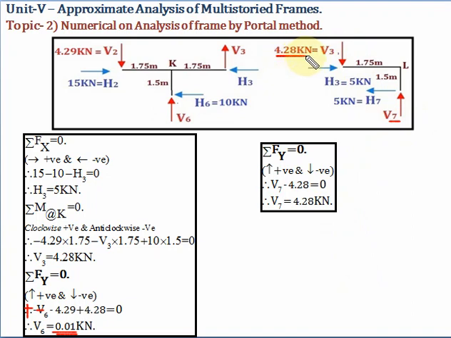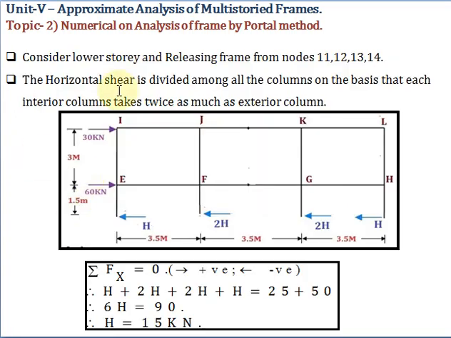Here two forces are there, V3 and V7, which are equal and opposite. So the value of V7 is 4.28. Okay, now after calculating the forces of the upper story, consider the lower story and release the frame from node 11. Node number 11, 12, 13 and 14.